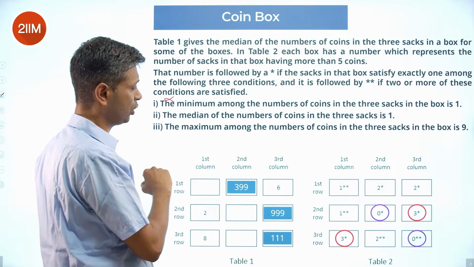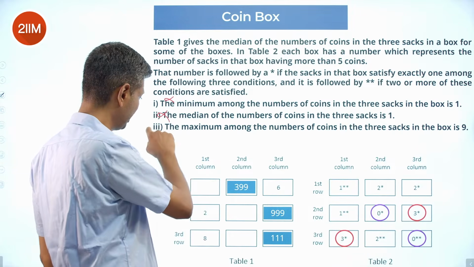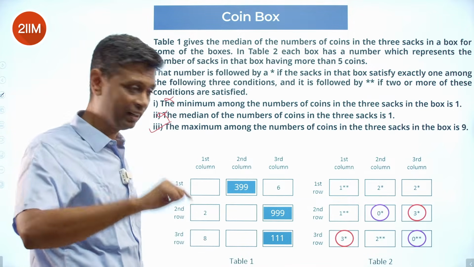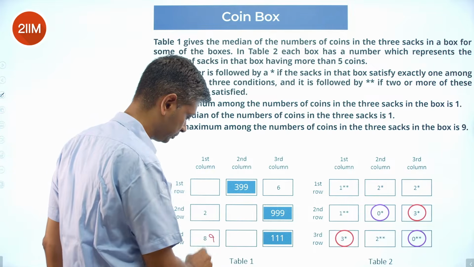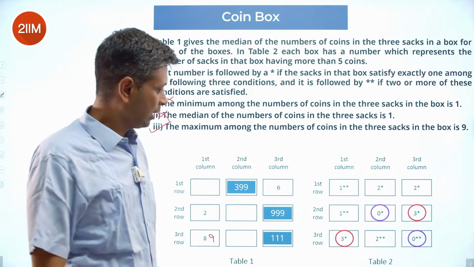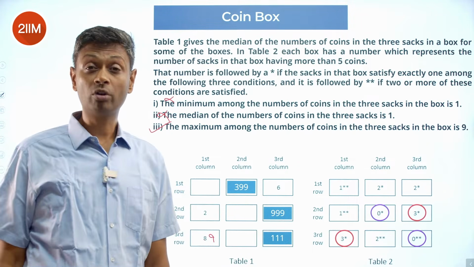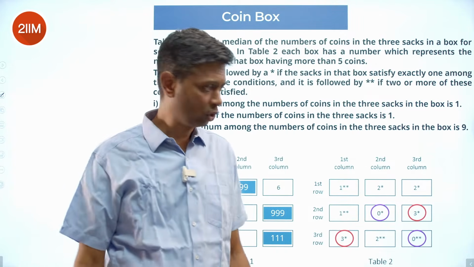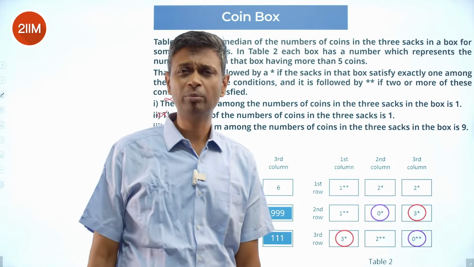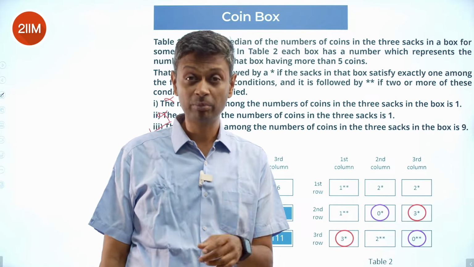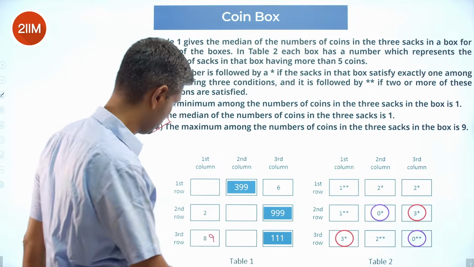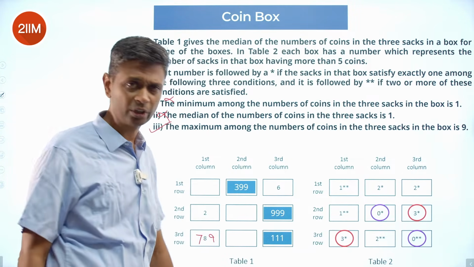Median of 3 numbers of coins in the 3 sacks is 1. This cannot be satisfied. This has to be satisfied. There is a 9 here. There is 8, 9. 8 plus 9 is 17. The third box is more than 5, because all 3 boxes are more than 5. 17 plus something should be a multiple of 3. 17 plus 7 is 24. Only that works. This is 7, 8, 9, adding up to 24.